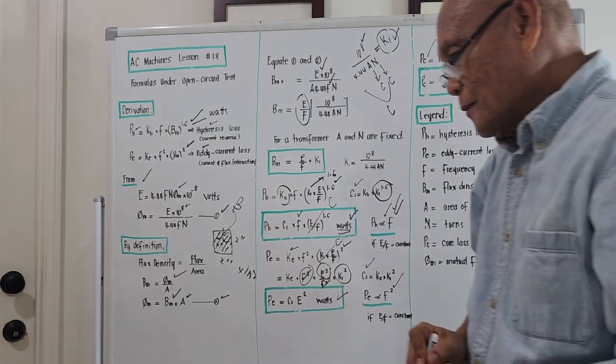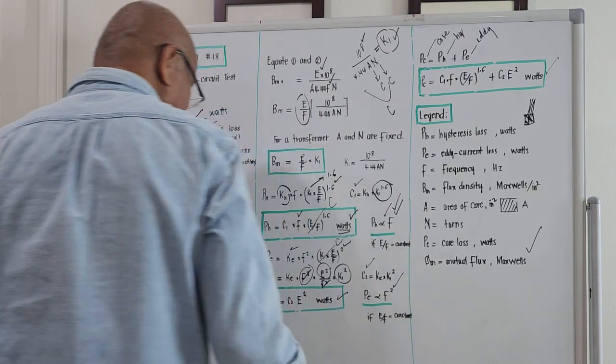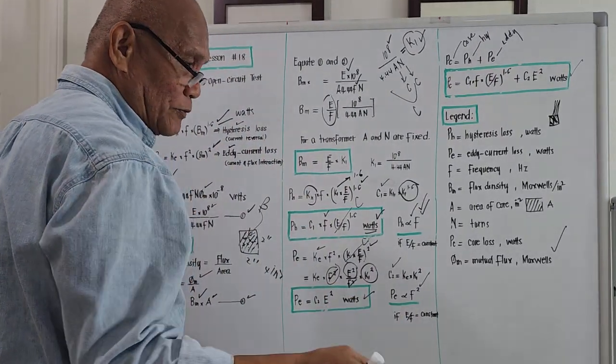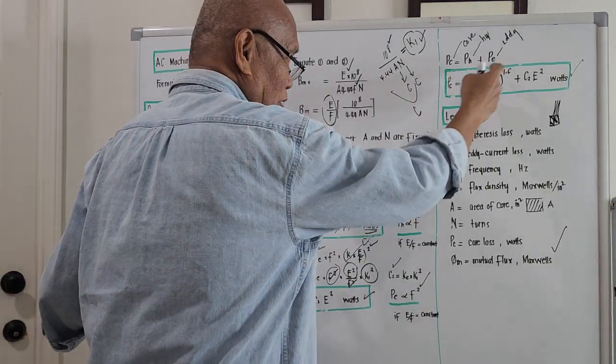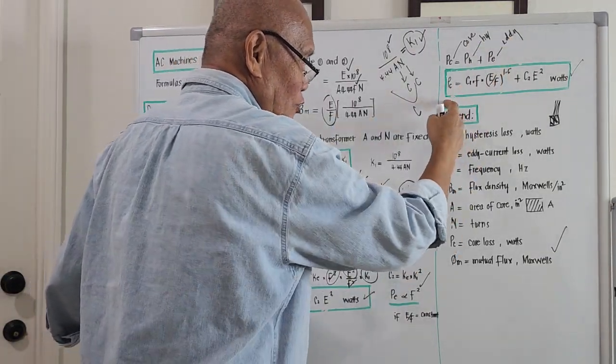Okay, that's it, guys. These are the formulas on how to compute the total core loss of a transformer. It should be the hysteresis plus eddy current. Okay, this will be the equation.